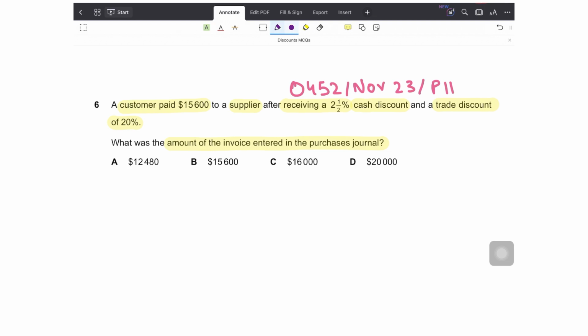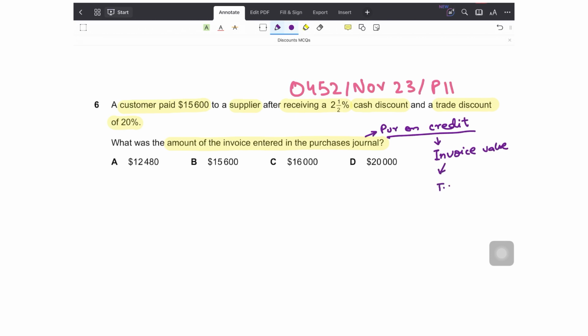Purchases journal. We know that in the purchases journal or purchases daybook, or in the sales daybook, we record only the purchases on credit. We don't record the payment, because payment is recorded in the cash book. Number 1. Number 2 is, the amount that goes in the purchases or sales daybook is of the invoice value, the net what we pay to the supplier, that is after subtracting the cash discount. And the question is, what was the amount of the invoice entered in the purchases journal?